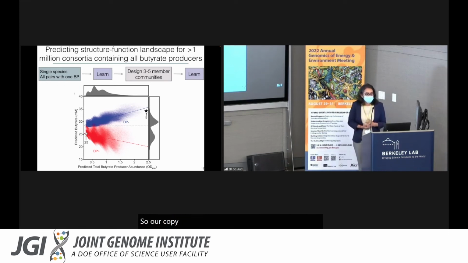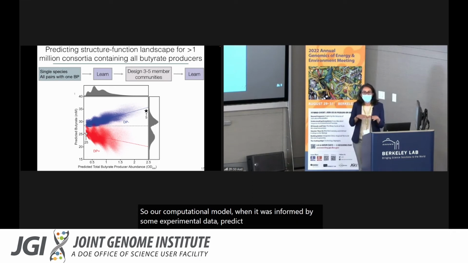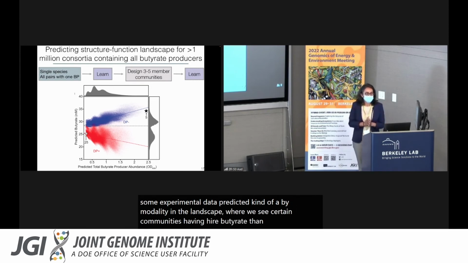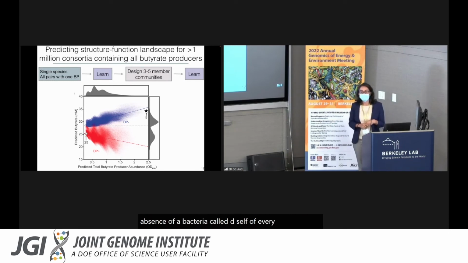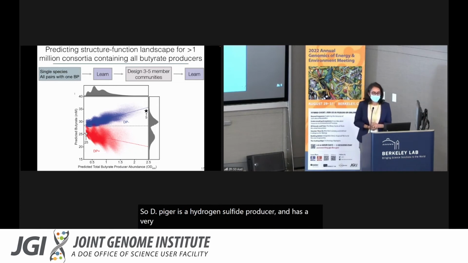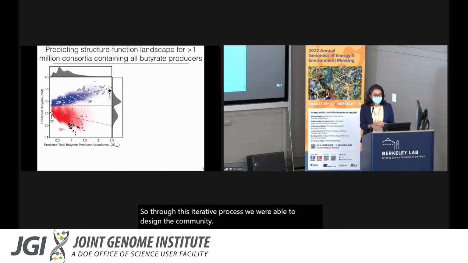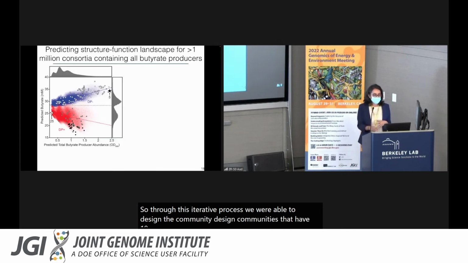Our computational model, when it was informed by some experimental data, predicted a bimodality in the landscape, where we see certain communities having higher butyrate than others, and it was linked to the presence and absence of a bacteria called Desulfovibrio piger. D. piger is a hydrogen sulfide producer and has a very unique metabolic niche in the community. So through this iterative process, we were able to design communities that have 10 or greater species.